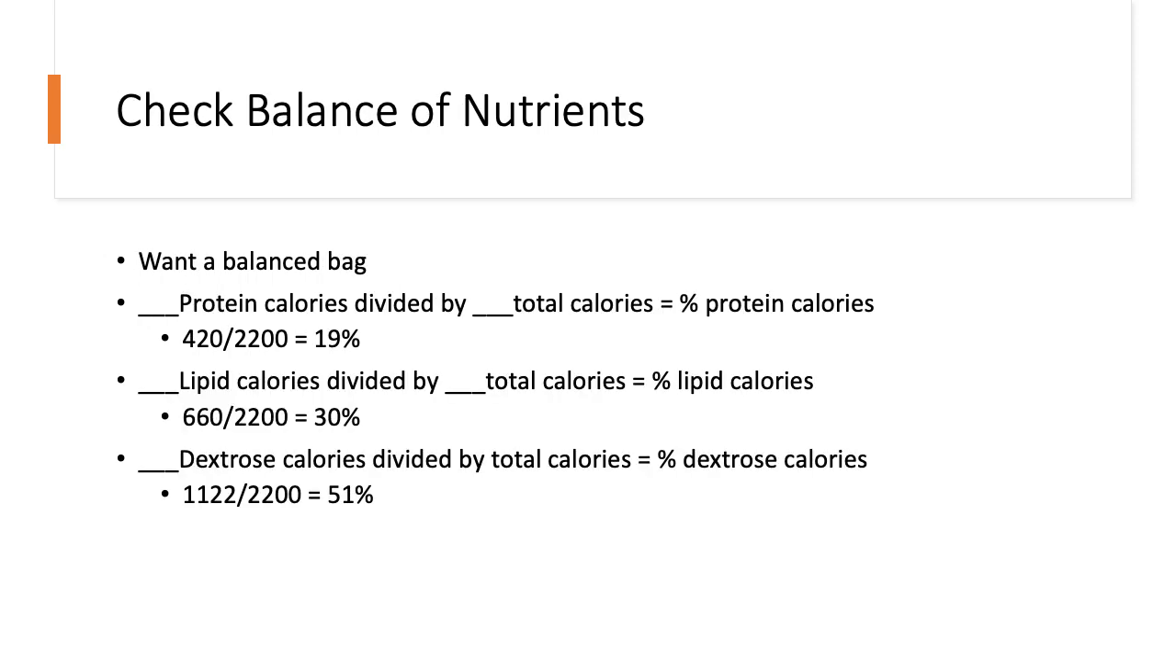The last thing we need to do is check the balance of nutrients. So we want to be sure that we have a balanced bag. So we're going to take the protein calories divided by the total calories to give us the percent of protein calories. So we have 420 divided by 2,200, and that leaves us with 19% of calories provided by protein. Then we're going to take the lipid calories and divide them by the total calories. So we have 660 divided by 2,200, and that's 30%. And then we take our dextrose calories divided by the total calories to give us our percent calories from dextrose. And so it's 1122 divided by 2,200, and that's 51%.